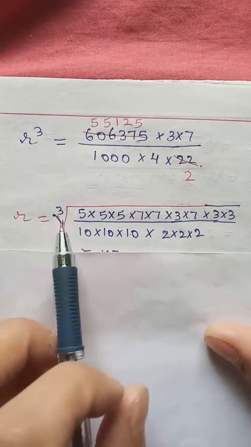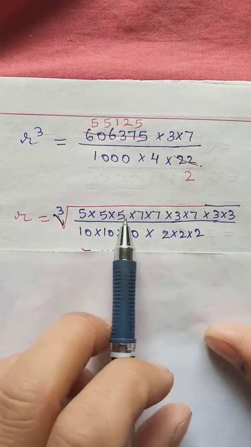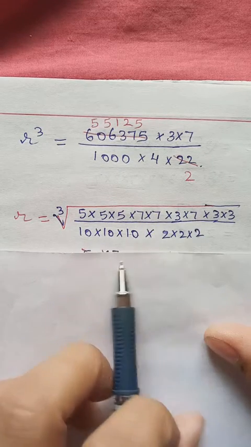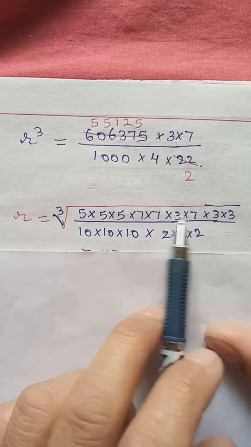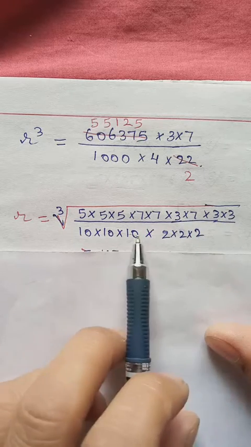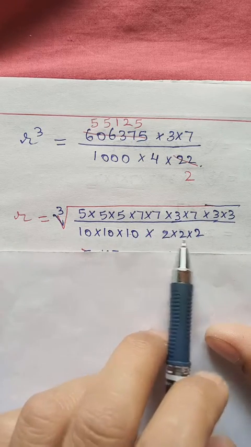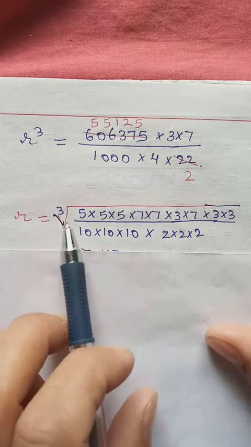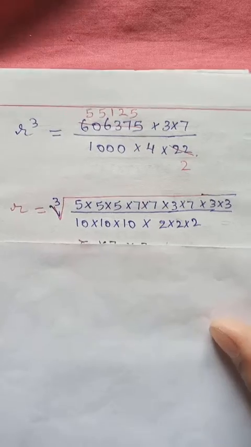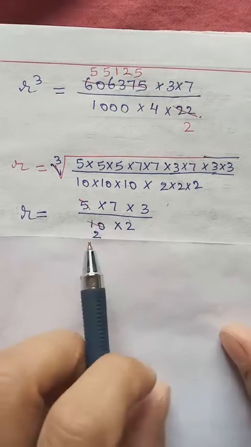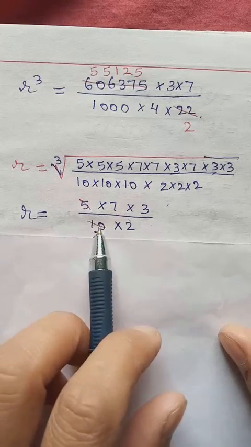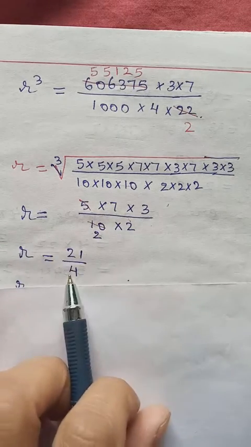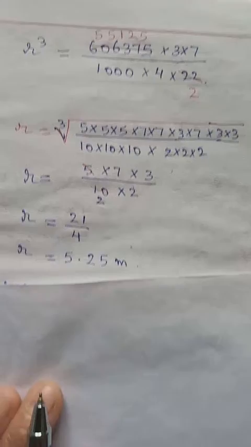So remember, cube root here we have to put 3. So we have 3 fives, take out 1. 7 we have 1, 2, 3, take out 1. 3 also we have 3, take out 1. 10 take out 1. 2 take out 1. Why we take 3, 3 we group 1? Because here we have the cube root. So those which are up, write up. Those which are down, write down. So here 5 and 10 we can cancel. 7 into 3, 21. 2 into 2, 4. So the radius is 21 by 4.